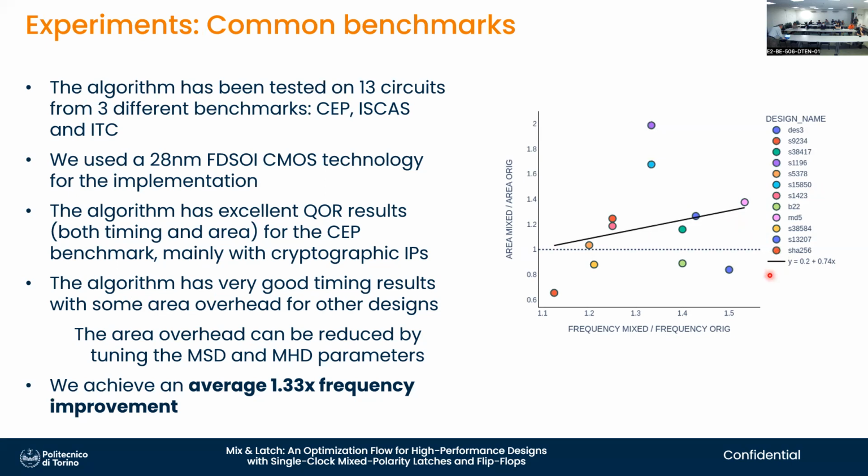So in order to get a 50% increase in performance, you need to increase the area on average by, let's say, 20%, which is good. And on average, we get about a 30% frequency increase. This is on relatively small, totally meaningless designs.